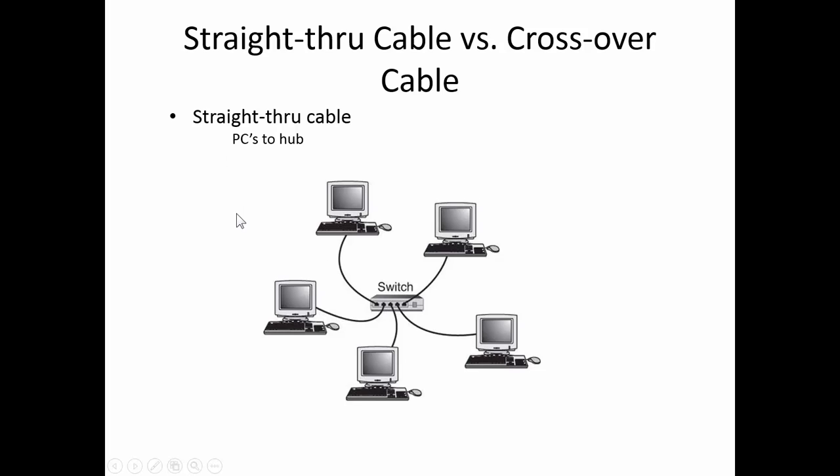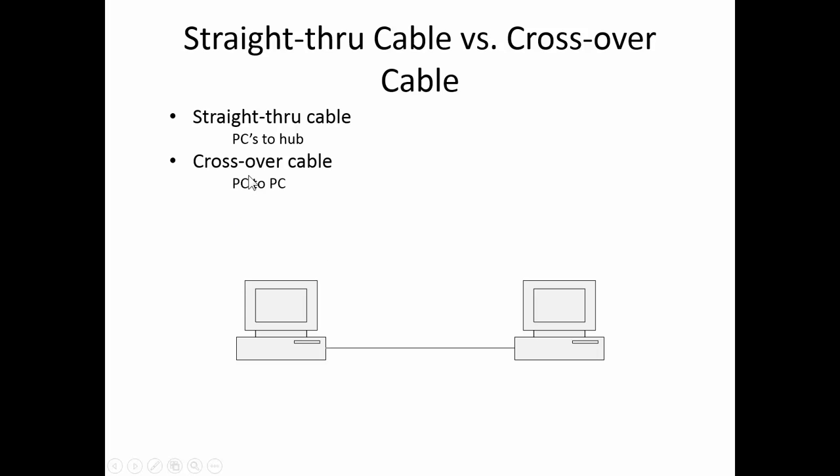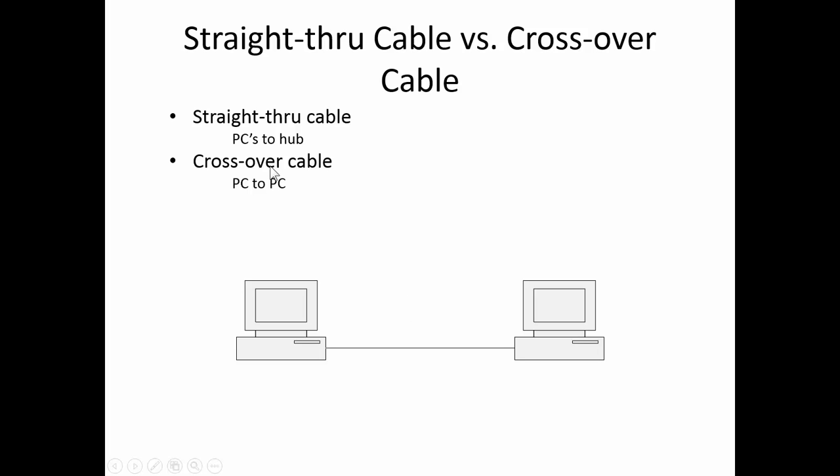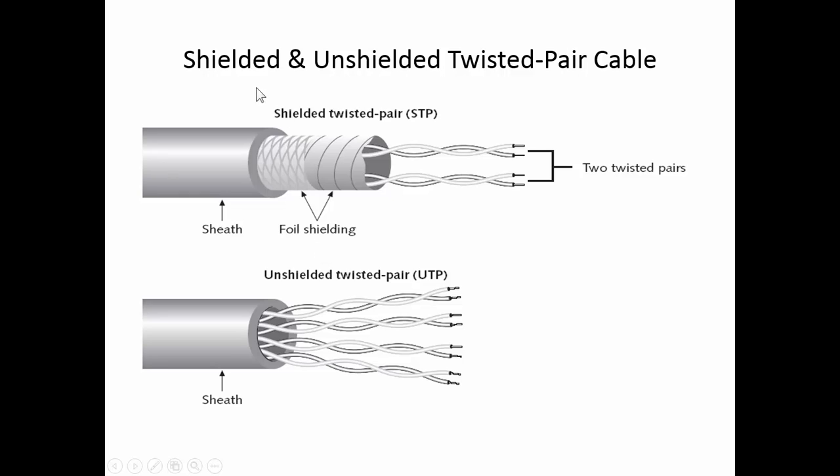Now, a crossover cable is a special purpose cable. It's typically only used when you're doing a direct PC to PC connection. Almost all of the time, you will be using the straight-through cables to connect PCs to the hub. But sometimes when you need to do a PC to PC connection, you use a crossover cable. And if the network interface card is auto-detecting, it doesn't matter what kind of cable you use, crossover or straight-through.